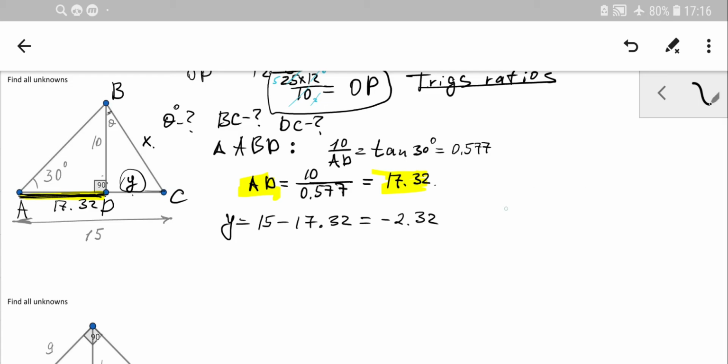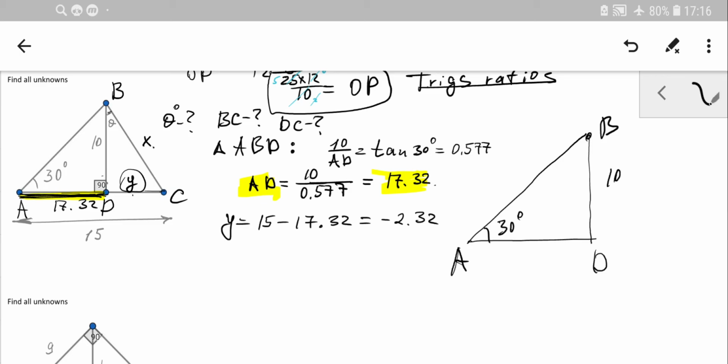So what actually happens? It means that we have the right angle triangle here, which is A, let's say D and B. That's 10, that's 30 degrees. And we found out that this side is 17.32. So it looks like your BC should go this way.